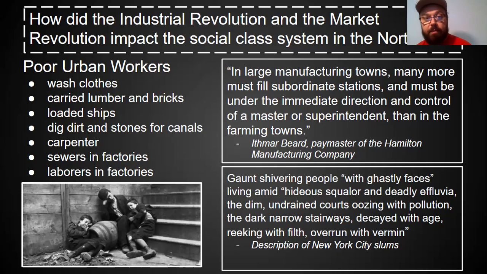So this is exactly what we were talking about in part one. More and more Americans find themselves in a position where they are subordinate. They are under immediate control of a master, a superintendent. So again, people are having this great sense of losing a sense of autonomy and control.